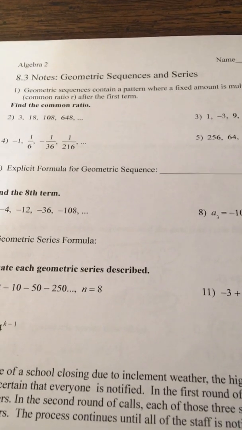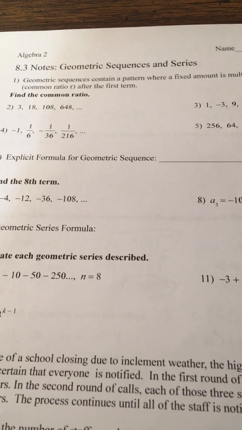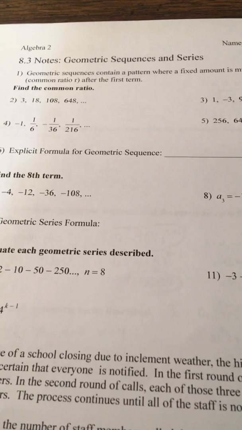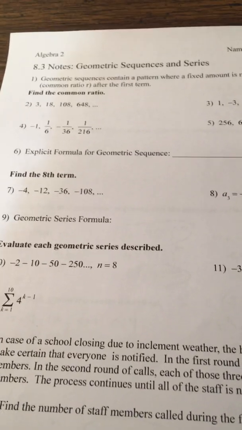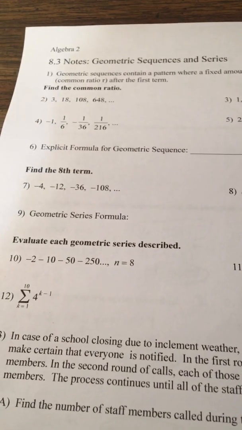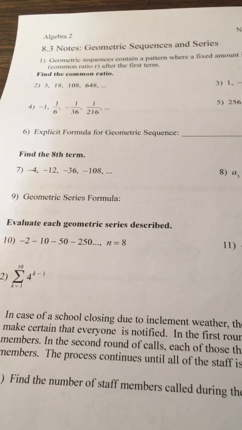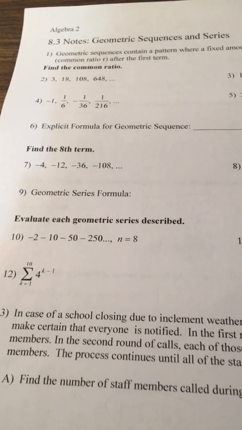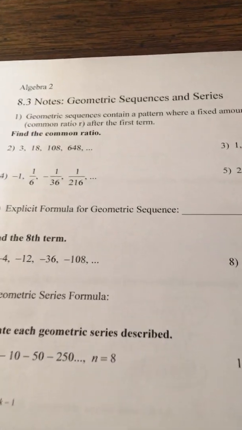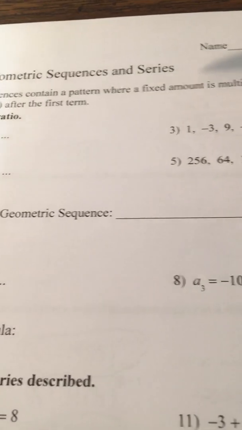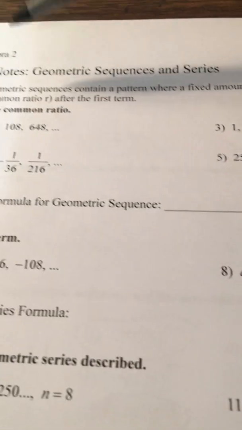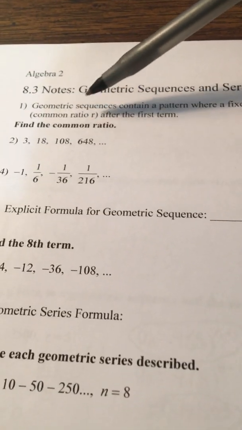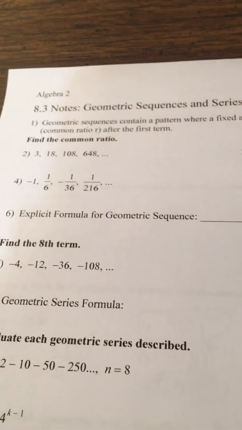All right, so three things we're going to be doing today. We're going to be identifying the common ratio for a geometric sequence, using a formula to find the nth term in that geometric sequence, and finding the sum of a geometric series. Again, a geometric sequence is a pattern where a fixed amount is multiplied from one term to the next. We call that fixed amount R, the common ratio.